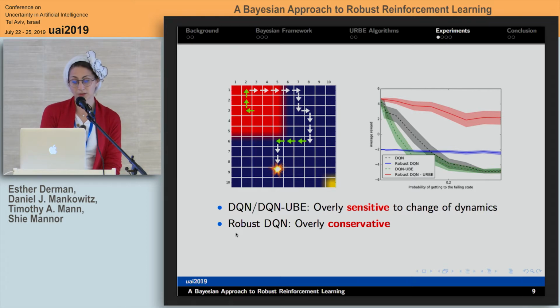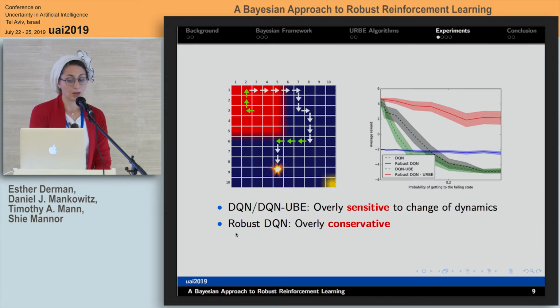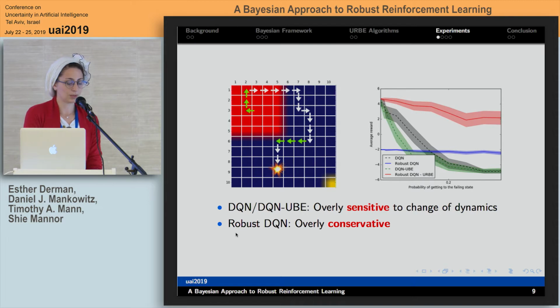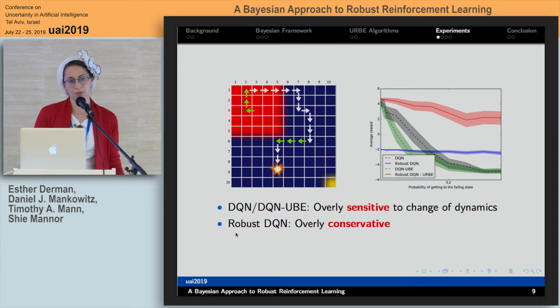The green plot and the black plot show DQN or DQNURB, which are overly sensitive to changes of this probability of failure. So when the probability is low, they do perform well, but as we increase it, the performance drops dramatically. And our URB approach is the one that does perform well on the nominal probability, meaning a low probability of failure, but is also robust to increasing probabilities.